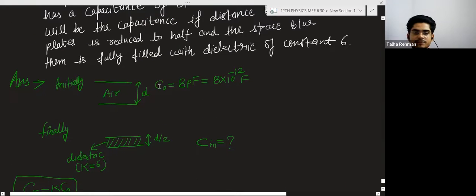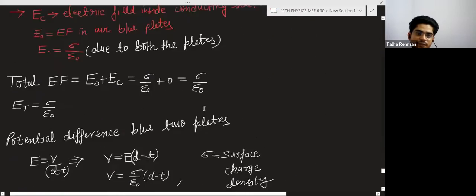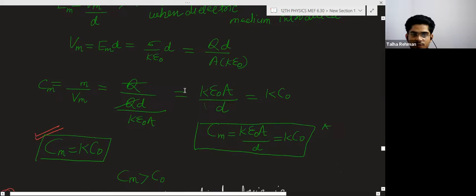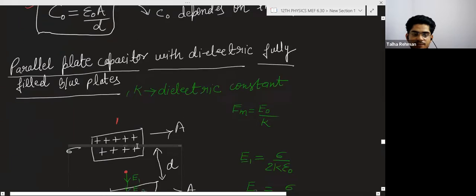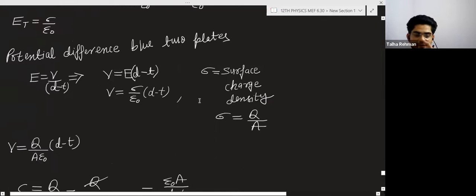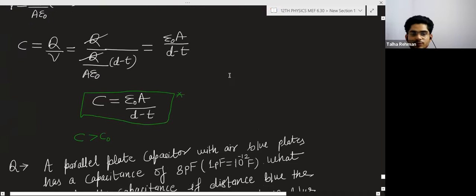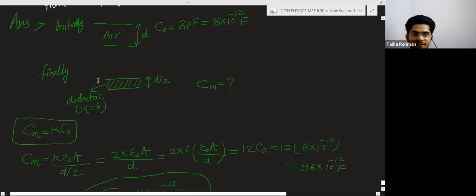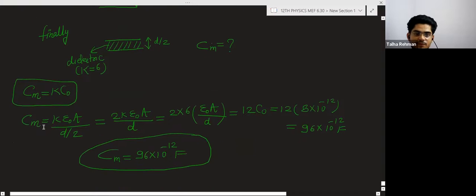Firstly, the air is filled in between the plates, so we have C naught for air. We have already discussed C naught here. The value of C naught is epsilon naught A by D. In the next class, I will write all the formulas for you, which will be used in the numericals. So this is the initial condition, and finally our dielectric is filled fully, and we have this formula. We have used Cm. Cm is equal to K epsilon naught A divided by D by 2.